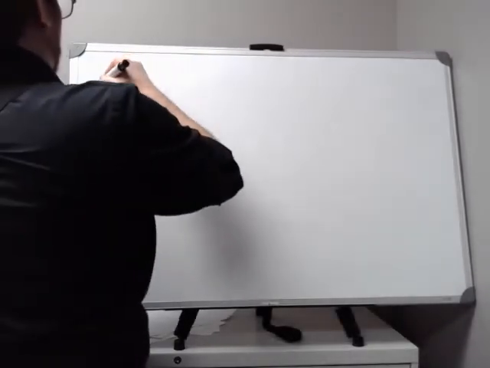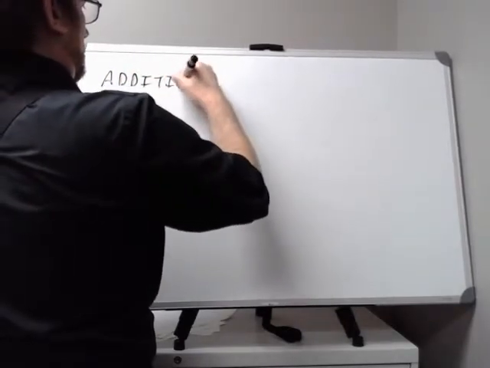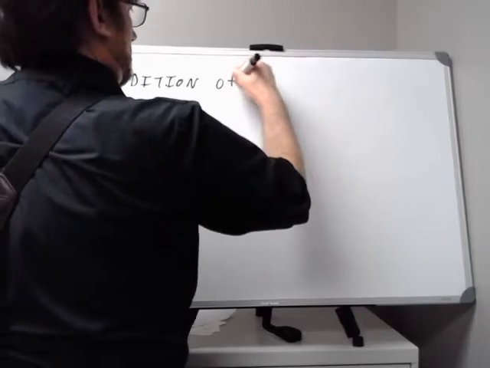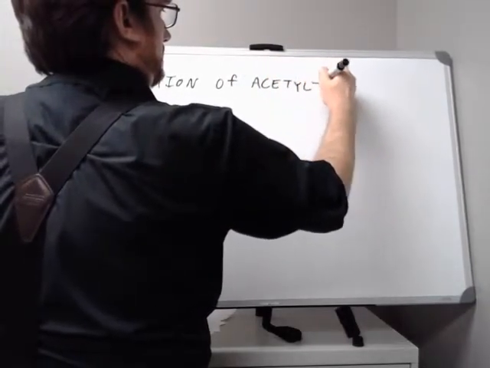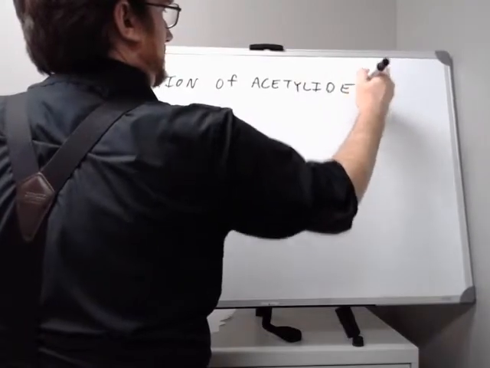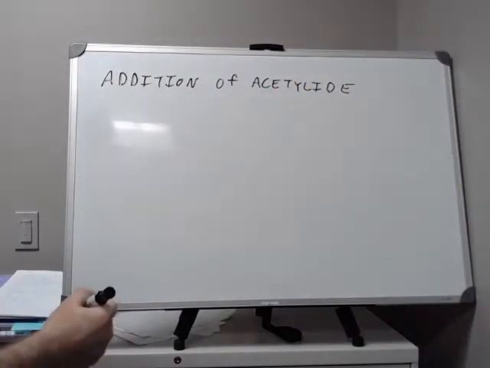Alright, in this video we'll be looking at the addition of acetylide and cyanide ions to carbonyls. So that would be the addition of acetylide. In fact, we'll just start with the addition of acetylides to carbonyls.